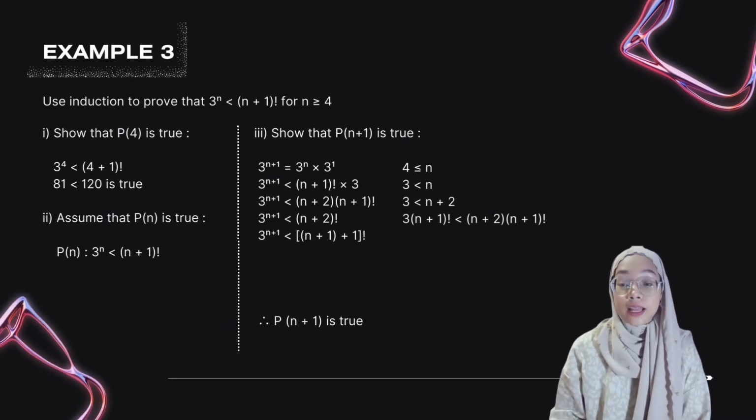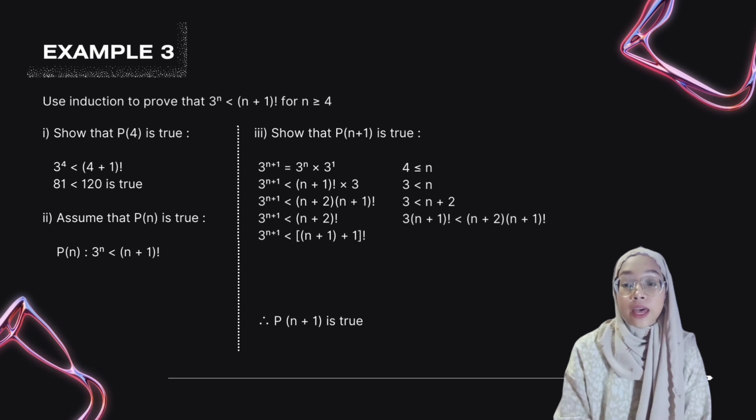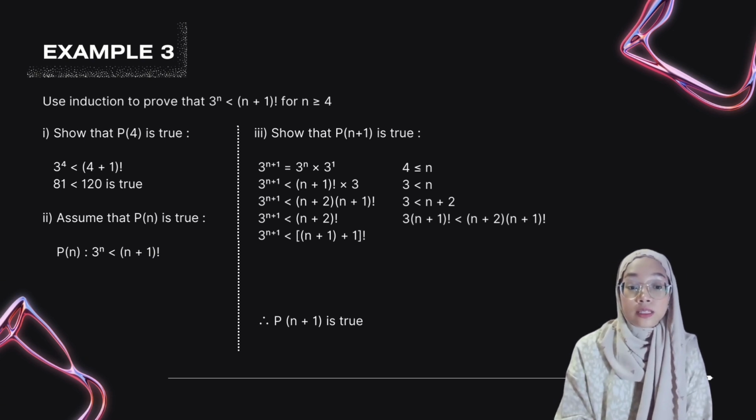Example 3. Use induction to prove that 3 power n less than n plus 1 factorial for n more than or equal to 4. So step 1, show that P4 is true. So 3 power 4 less than 4 plus 1 factorial. So 81 less than 120 is true. Step 2, assume that Pn is true. So Pn equals 3 power n less than n plus 1 factorial. Step 3, show that Pn plus 1 is true.